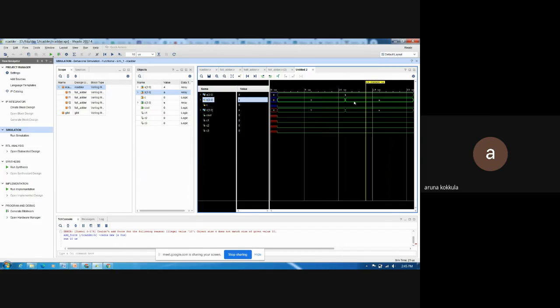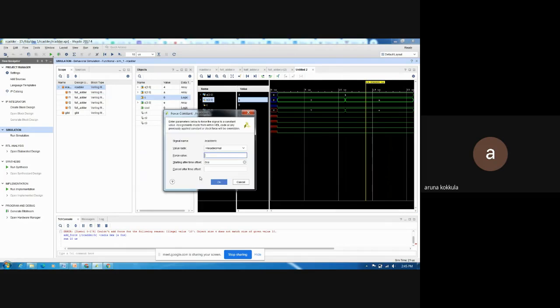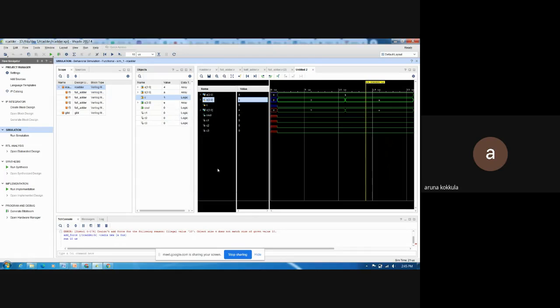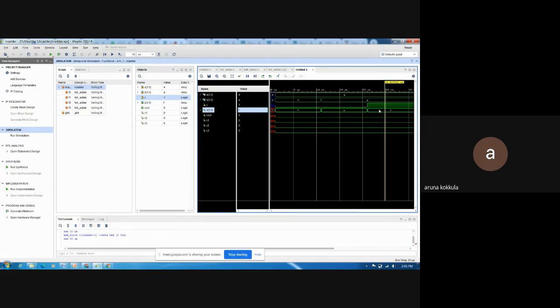It's carry 1, shall we give the next case? F will come. Carry 1. Okay, run for 10 microseconds. F. I'll zoom fit. F came. It's 10, 4 plus 1, 15.